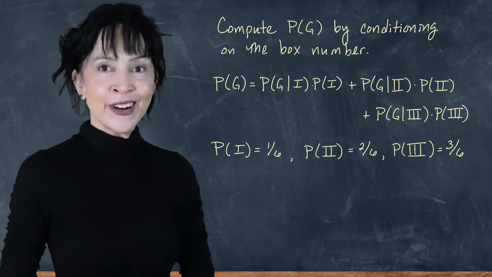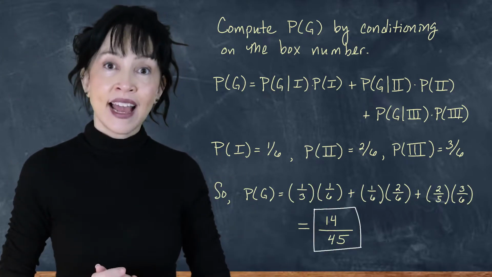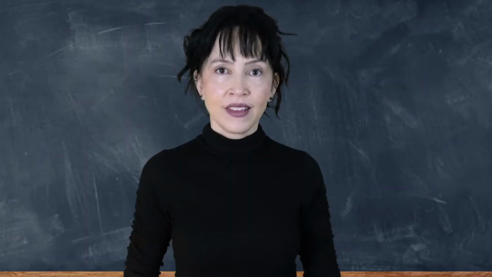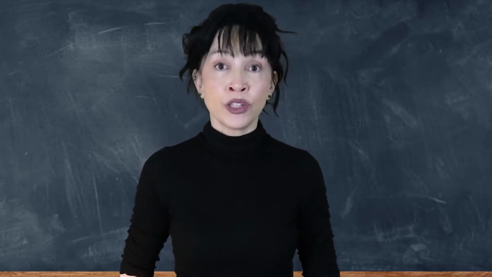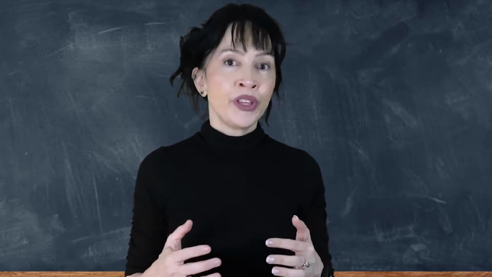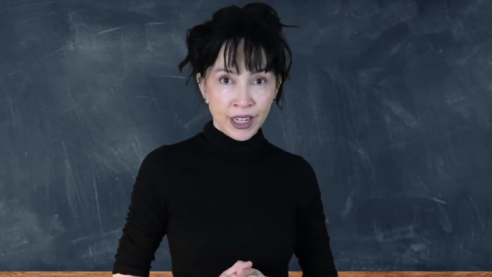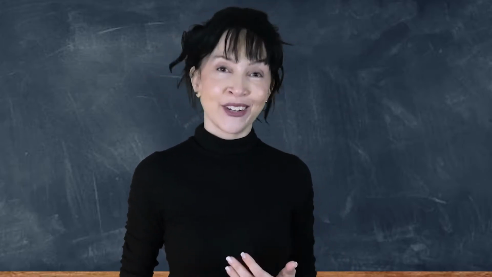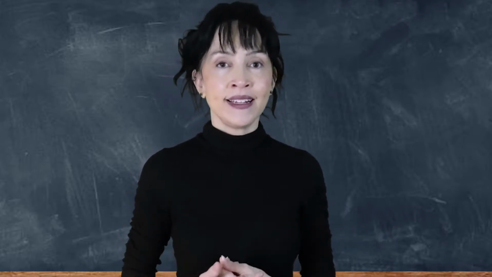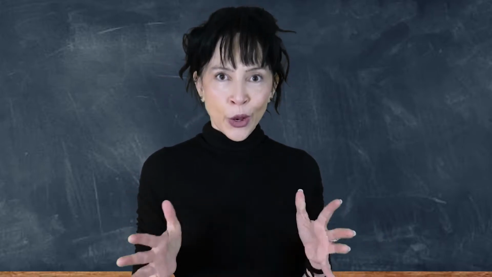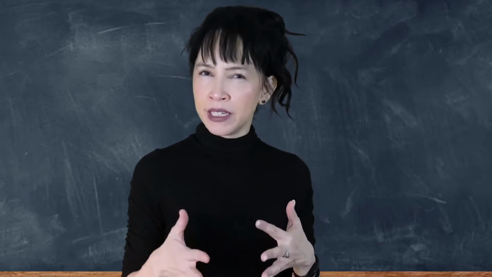I'm going to put them together, and we get 14 out of 45. So that was an example of the law of total probability. We really didn't care about a conditional probability. We only cared about the probability we got a green ball, but bringing conditional probability in made things a little easier.